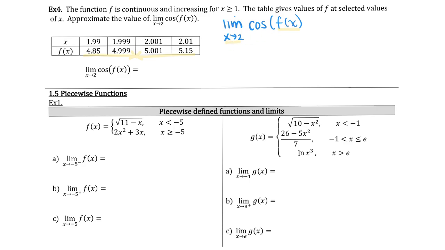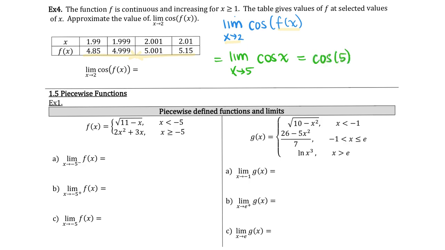So now, even though it's weird, instead of saying the cosine of 5, although I could because it's continuous, I'm going to rewrite this as the limit as x approaches 5 of cosine of x, because I found that the limit as x approaches 2 of this is 5. So now I want to figure out what happens as x approaches 5 of the cosine of x. Since cosine is continuous, I can just plug the 5 in.